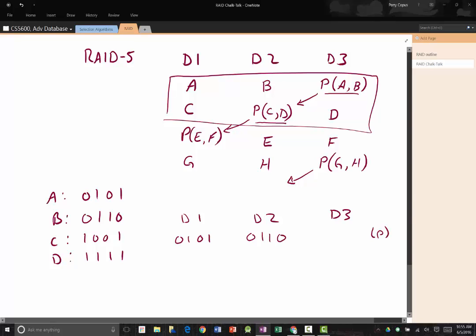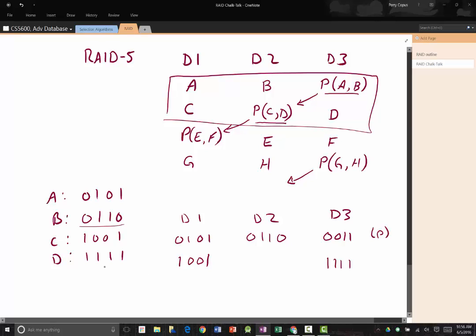B is 0, 1, 1, 0. And now we need to exclusive OR A and B. What do we get? We get 0, 0, 1, 1, don't we? So I'm going to go 0, 0, 1, 1. That's the parity. Now we need to write, according to what we said before, C goes right here. That's 1, 0, 0, 1. And D, remember we're going to skip to disk 3. So that's 1, 1, 1, 1.